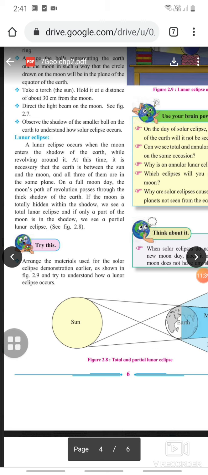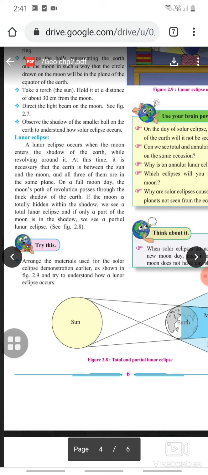The next is lunar eclipse. What is a lunar eclipse? A lunar eclipse occurs when the moon enters the shadow of the earth while revolving around the sun. At this time, it is necessary that the earth is between the sun and the moon and all three of them are in the same plane. On a full moon day, the moon's path of revolution passes through the thick shadow of the earth.